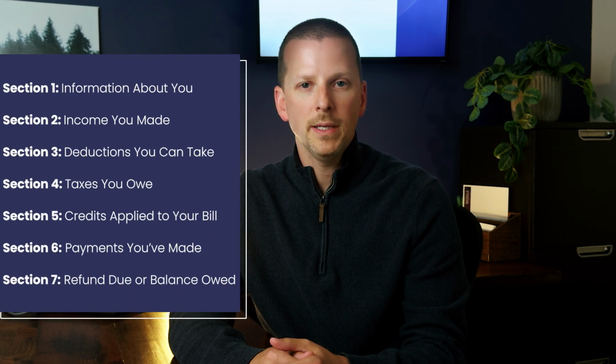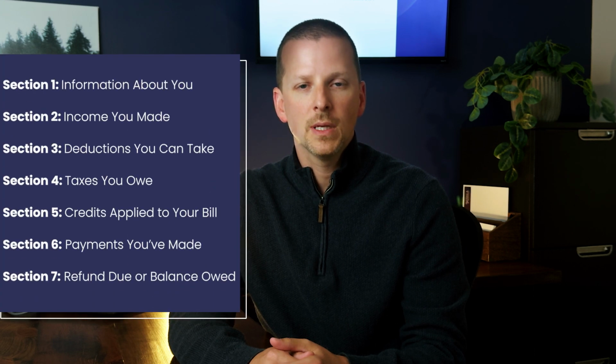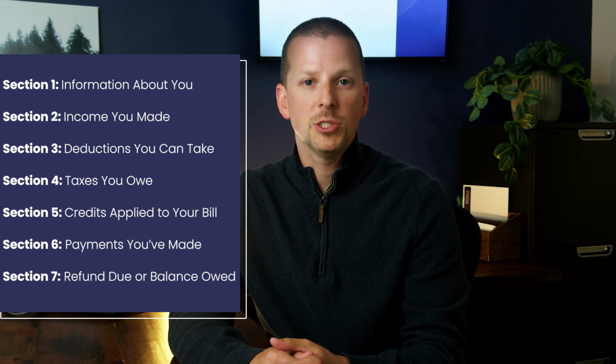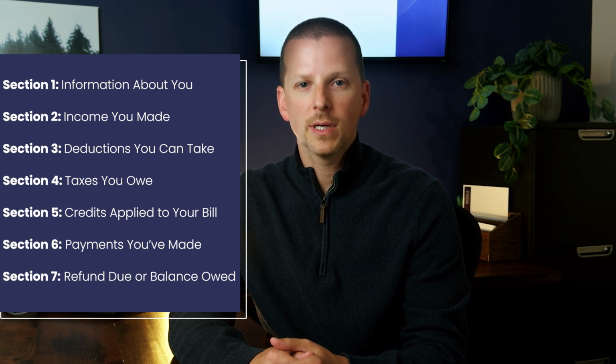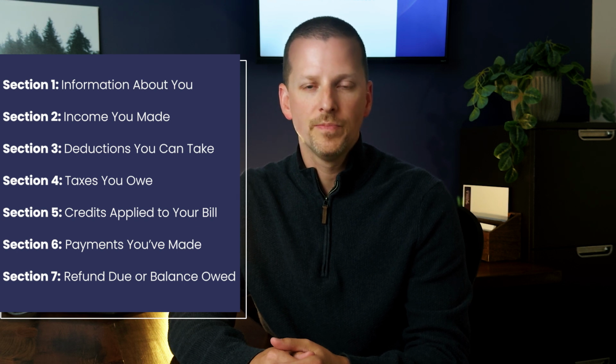Here are the 7 sections we will cover. Section 1, information about you. Section 2, income you made. Section 3, deductions you can take. Section 4, taxes you owe. Section 5, credits applied to your bill. Section 6, payments you have made. And Section 7, refund due or balance owed.